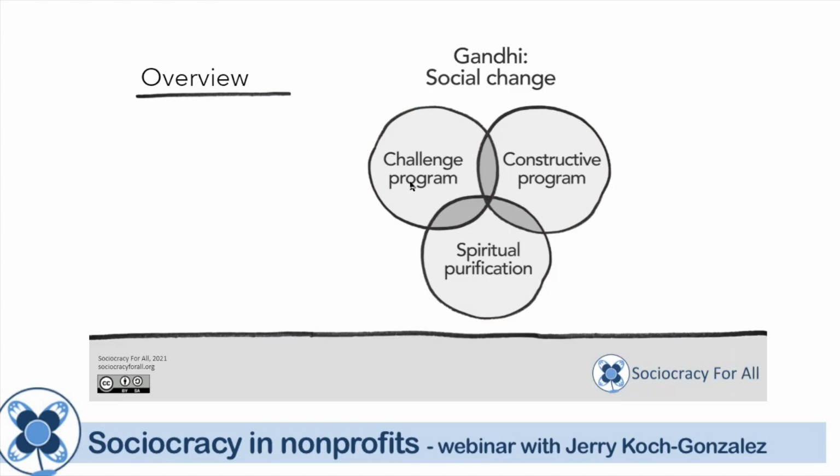Sociocracy as a contribution to social change, to creating the most beautiful world we know is possible. And Gandhi's frame of social change had three aspects. One is the challenge program, saying no to that which hurts people. So we go out there and protest, saying yes to what we want to be creating. So sociocracy for all. Sociocracy for me is one aspect of the constructive program. Nonprofits themselves may be part of the constructive program, or they may be funding or supporting challenge programs.